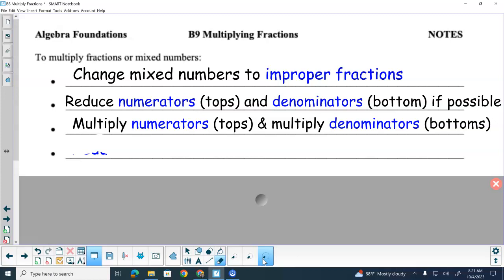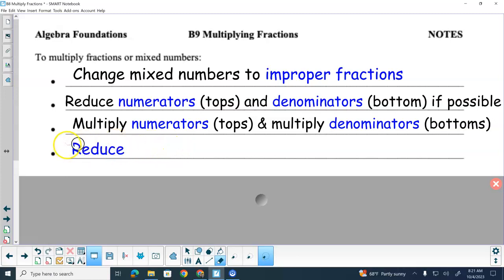Okay? You just got to remember that when we're reducing, one of the numbers that we're looking at to reduce has to be on top, and one has to be on the bottom. When we're multiplying, top goes with top, bottom goes with bottom. Okay? So reducing is across the fraction bar. Multiplying is same side of the fraction bar.